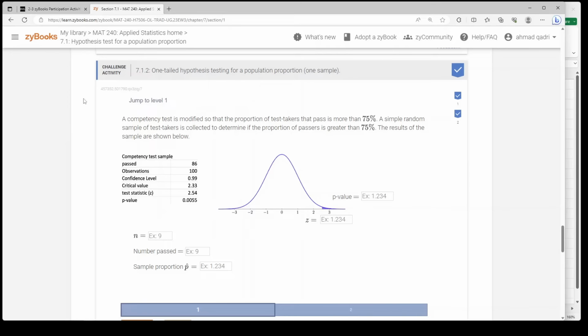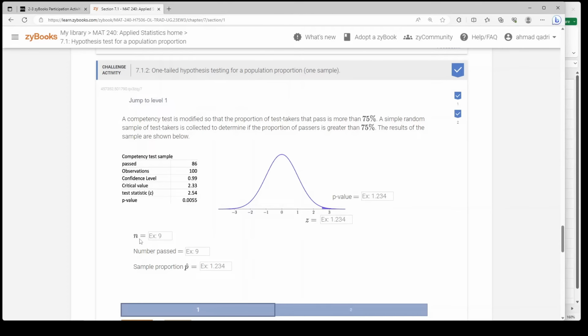This is challenge activity 7.1.2, and this is about one-tailed hypothesis testing for a population proportion involving one sample. So the question is that a test is modified so that the proportion of test takers that pass is more than 75%. A simple random sample of test takers is collected, and this is to determine if the proportion of passers is greater than 75%. The results of the sample are shown here, and so we need to answer these questions.